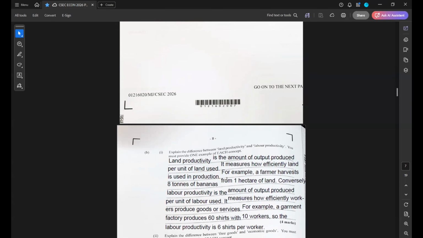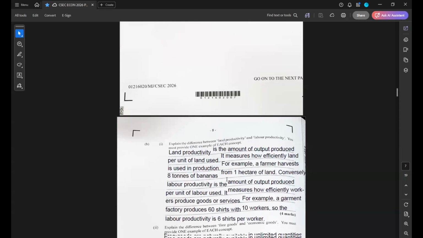Conversely, labor productivity is the amount of output produced per unit of labor used. It measures how efficiently workers produce goods or services. For example, a garment factory produces 60 shirts with 10 workers, so the labor productivity is 6 shirts per worker. A very simple example I used there, but you can create your own example. But just remember, you need to have your definitions, right? Because you are differentiating between the two.